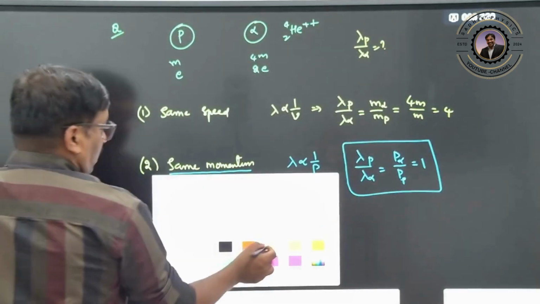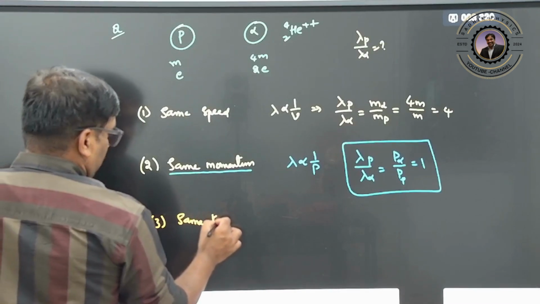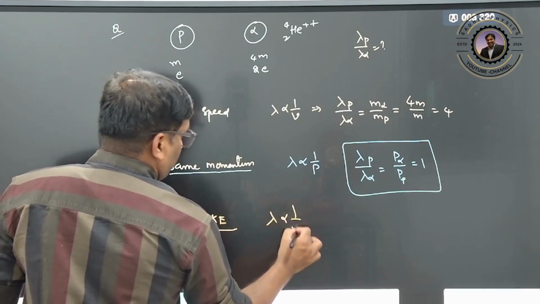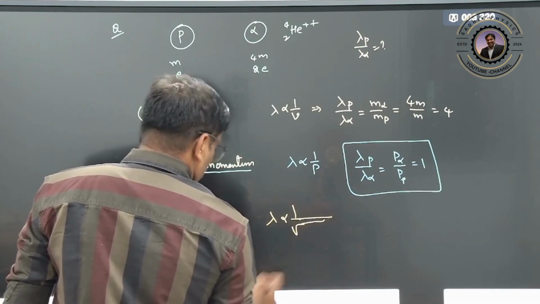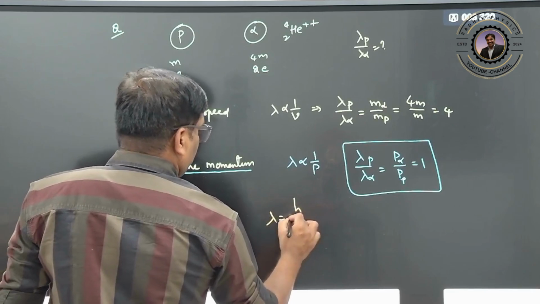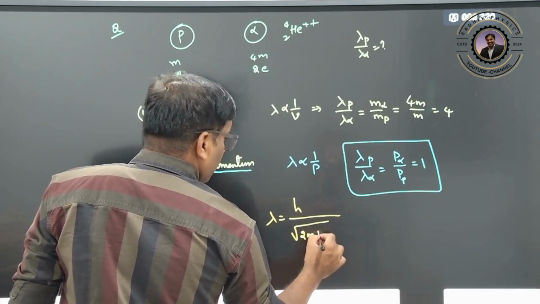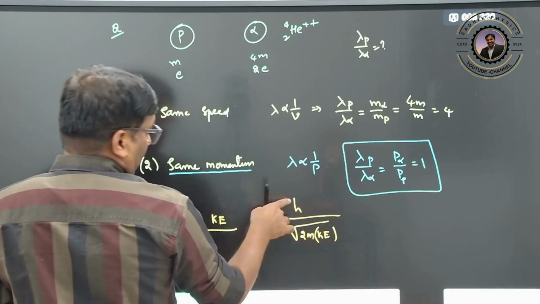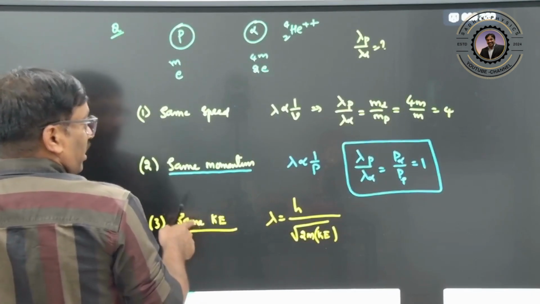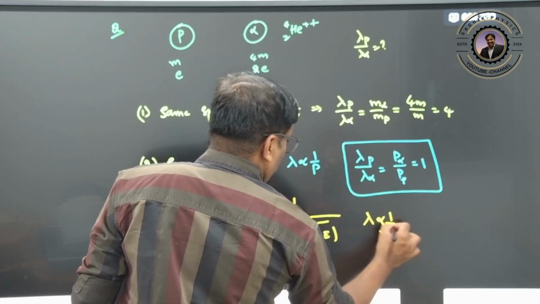Next, if they have the same kinetic energy, what can you write now? Just write down the formula. The de Broglie wavelength is equal to h by square root of 2m into kinetic energy. h is the same and the kinetic energy is the same, therefore it is inversely proportional to the root of the mass. Same kinetic energy means de Broglie wavelength is inversely proportional to root m.